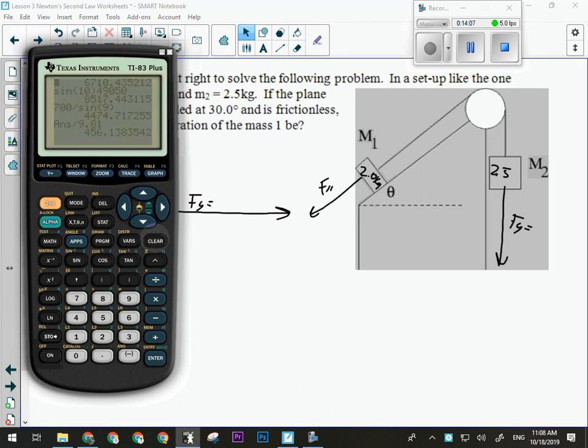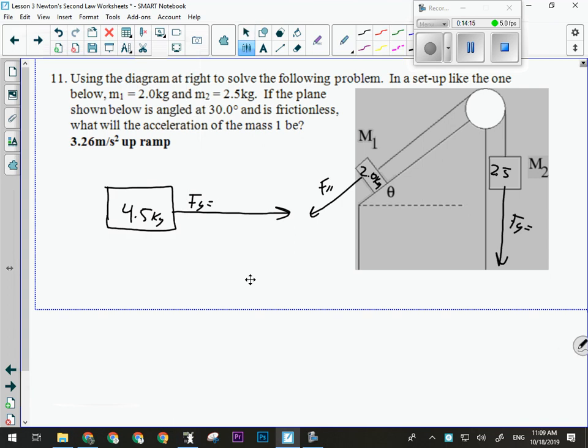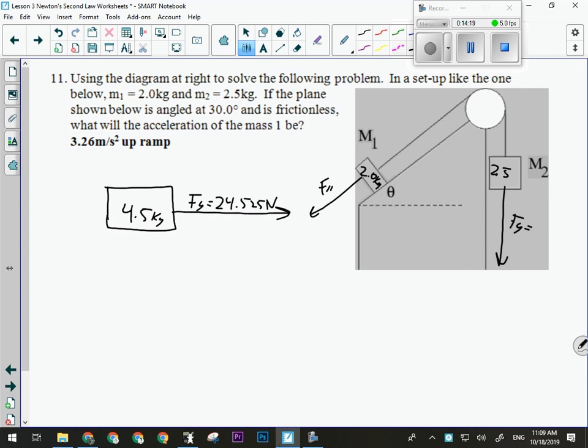which is going to be 24.525 newtons pulling that way. And I've got F parallel pulling this way on that 4.5 kilograms. Is everyone all right with that? Because remember, when we have a pulley, all the forces act on the whole system. Okay, so I've got to calculate what F parallel is.